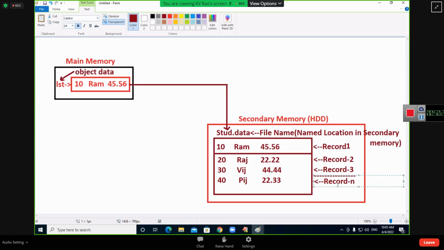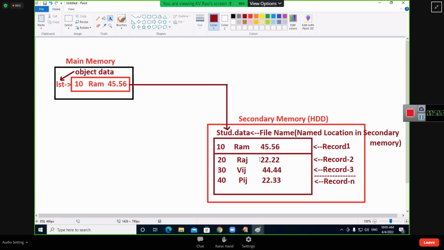Did you understand, students? Tell me, what do you mean by file? Can anybody answer my question? Don't try to answer whatever you know. Try to understand the things and then try to answer it. What is meant by file? I will see if online students can answer. What is the definition of file?